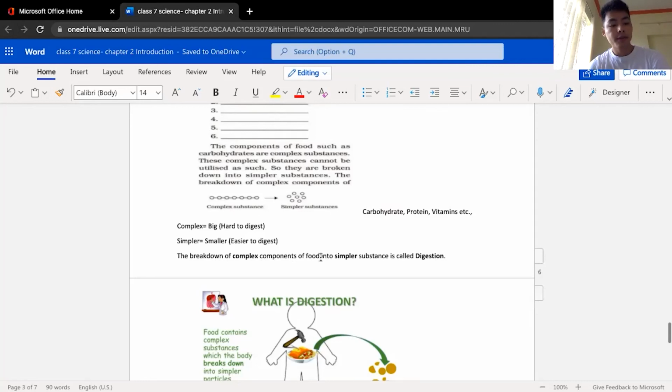Okay, let's take the case of this cheese. Cheese has carbohydrate, complex molecules.